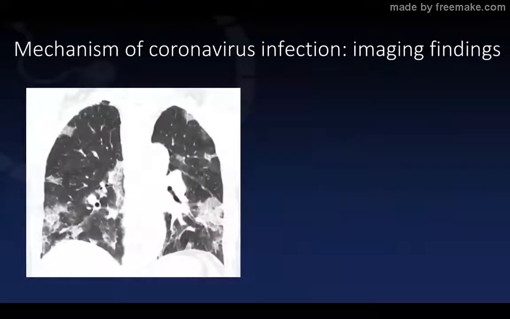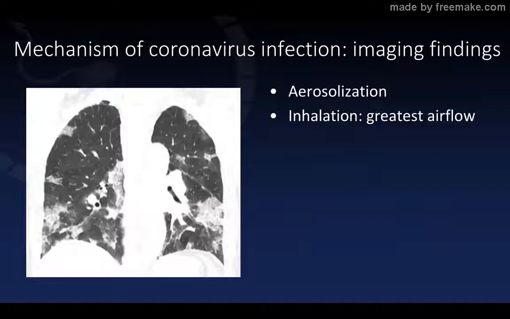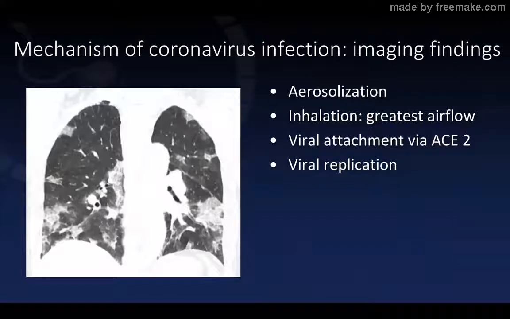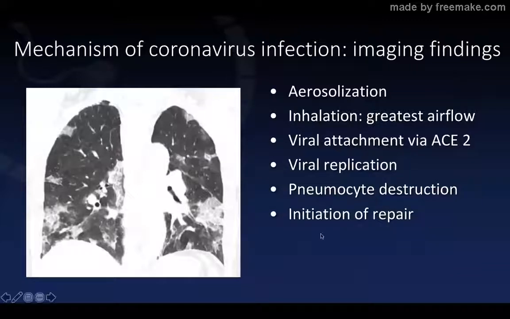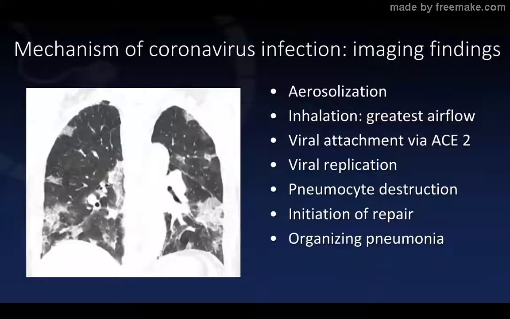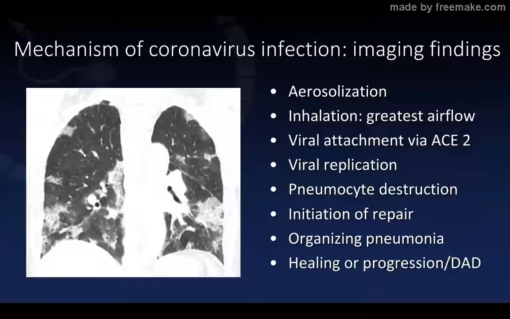And so to summarize, mechanism of coronavirus infection and imaging findings: there's aerosolization of respiratory particles containing virus, inhalation, settling in areas of greatest airflow. There's viral attachment via the ACE2 protein, viral replication, and pneumocyte destruction. And the body copes with it by initiating repair of leakage of fluid and cell debris into the alveolar spaces, emerging into an organizing pneumonia pattern. In the vast majority of patients, this will heal. However, in a minority of patients, small minority, fortunately, patients progress onto diffuse alveolar damage.